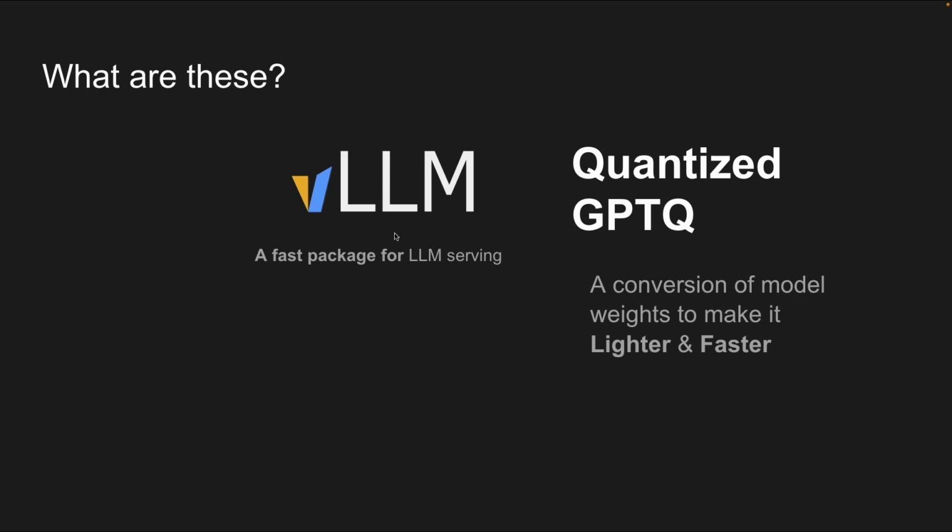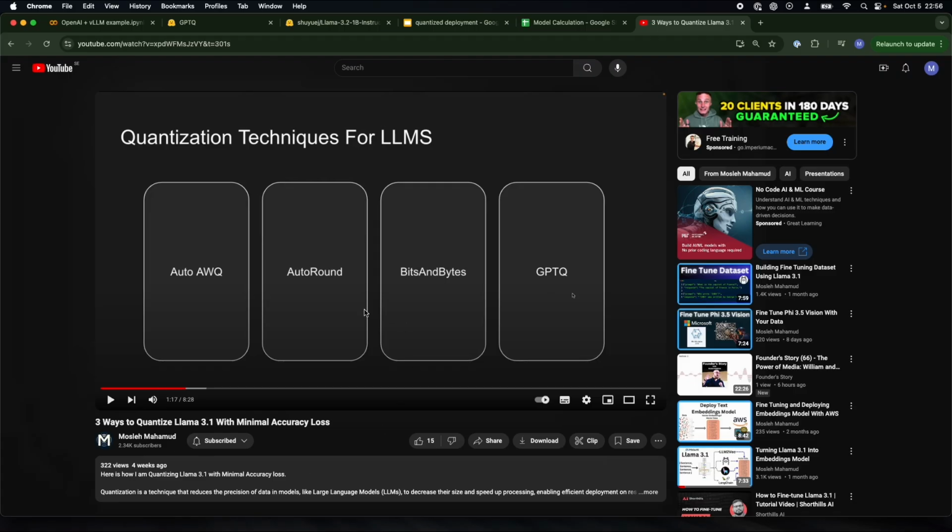Now, if you are not familiar with vLLM or quantization, I've made videos on both of these before. vLLM is a package that you can use to serve LLMs and make endpoint calls, and quantization is just a way to convert the model's weights to make it lighter and faster. I've made a video about different ways of quantizing a Llama 3.1 model, and you can also quantize a Llama 3.2 model as well. By far, GPTQ is one of the more popular ones because it not only reduces the size of the original model, but also maintains high levels of accuracy, which makes it a perfect candidate for our deployment.